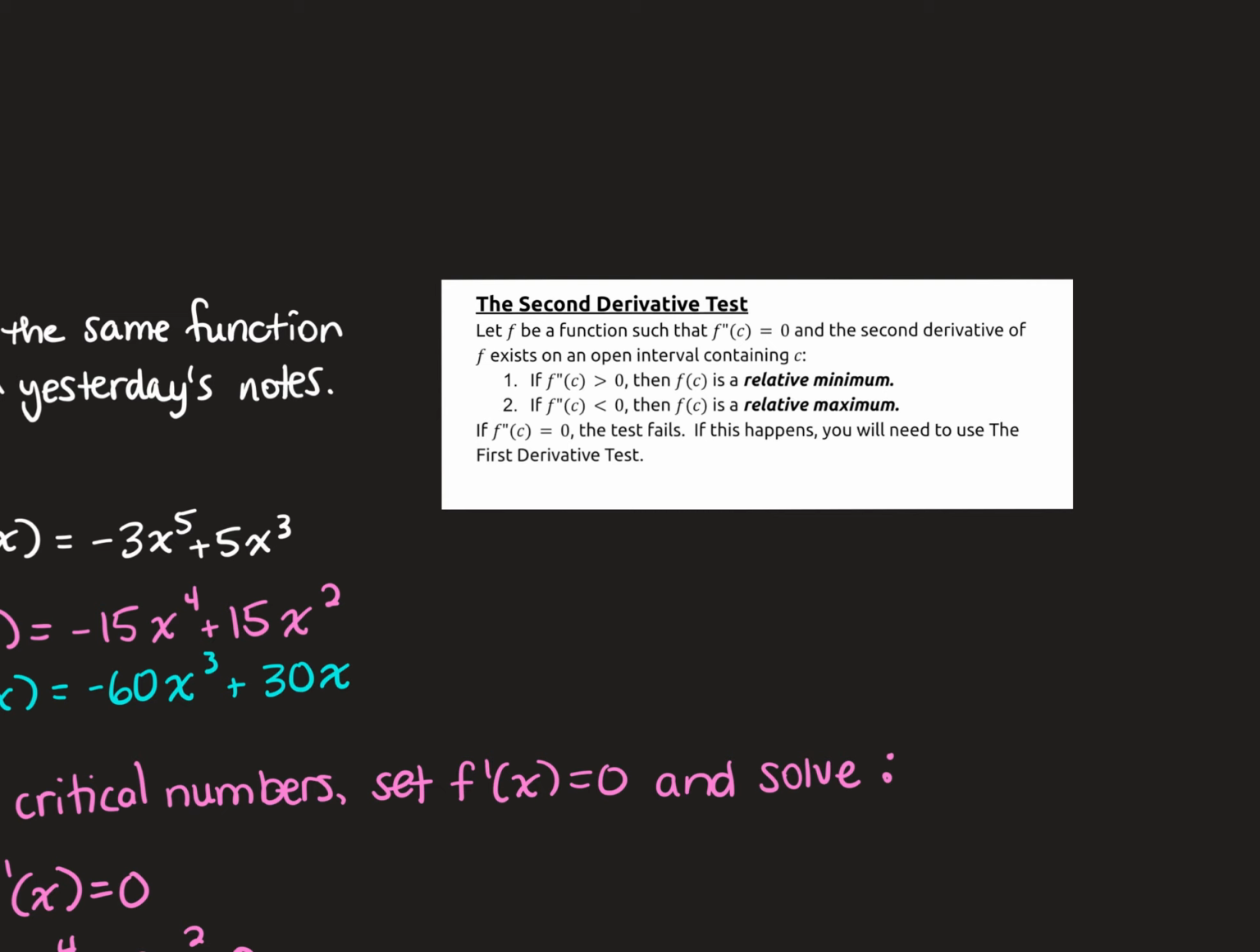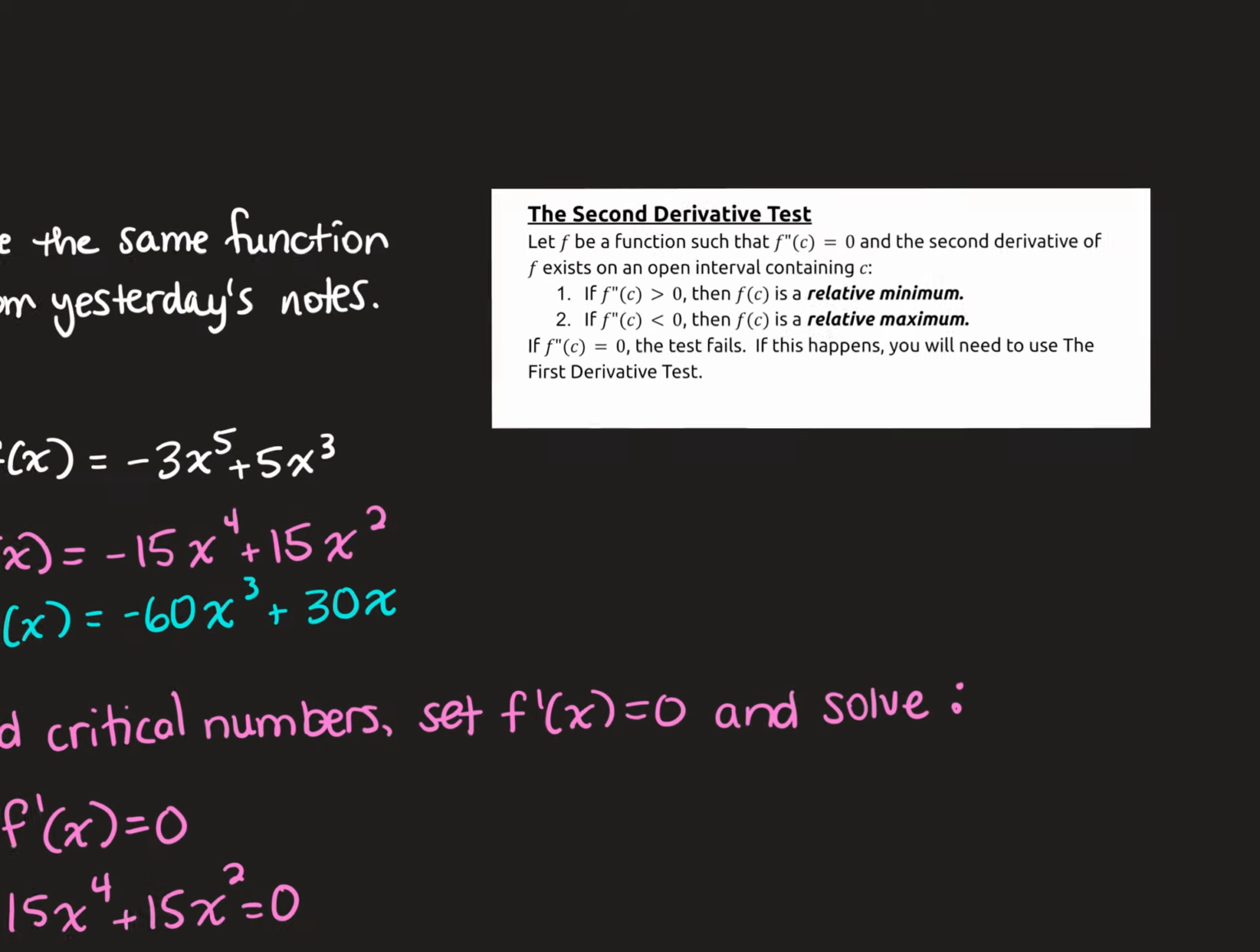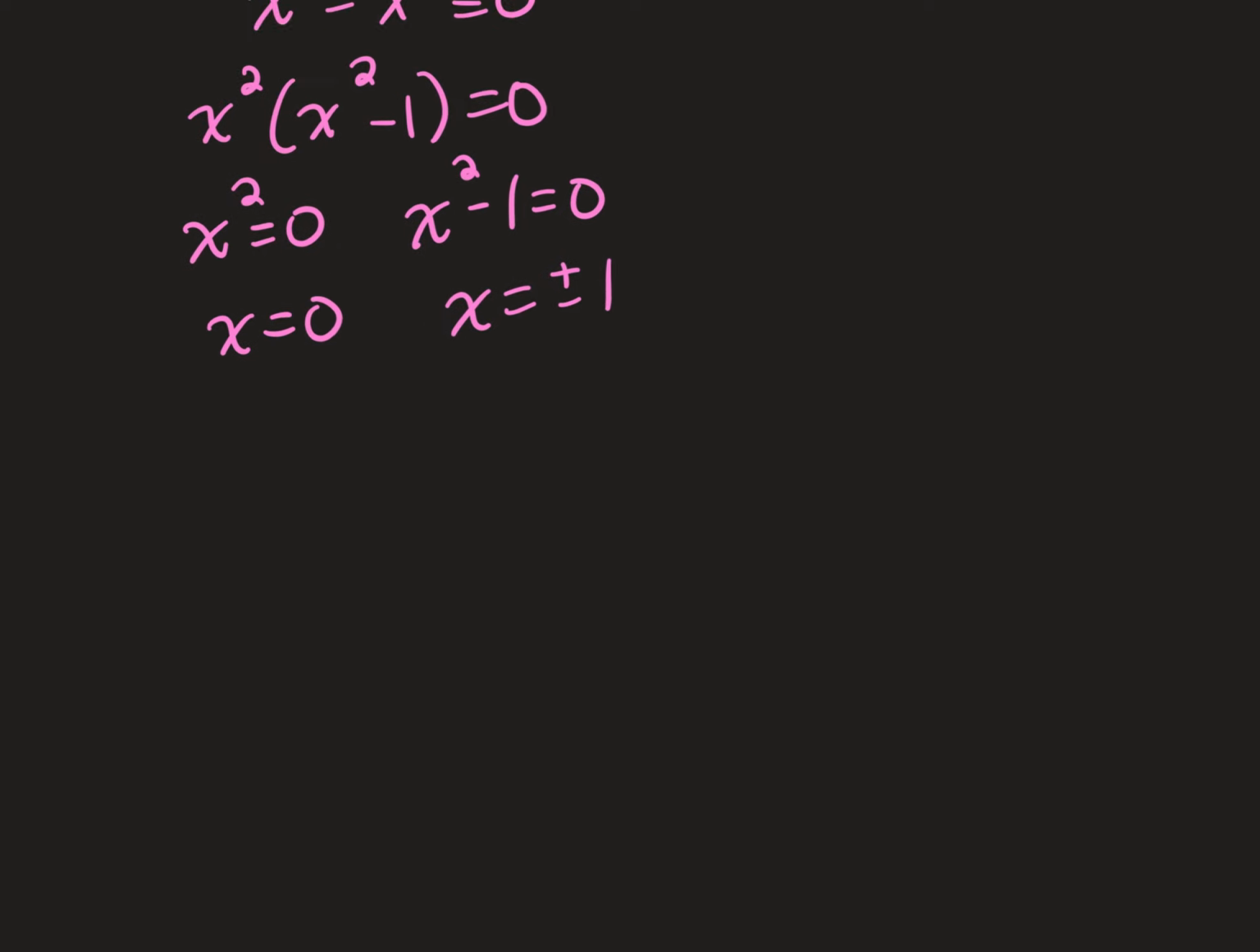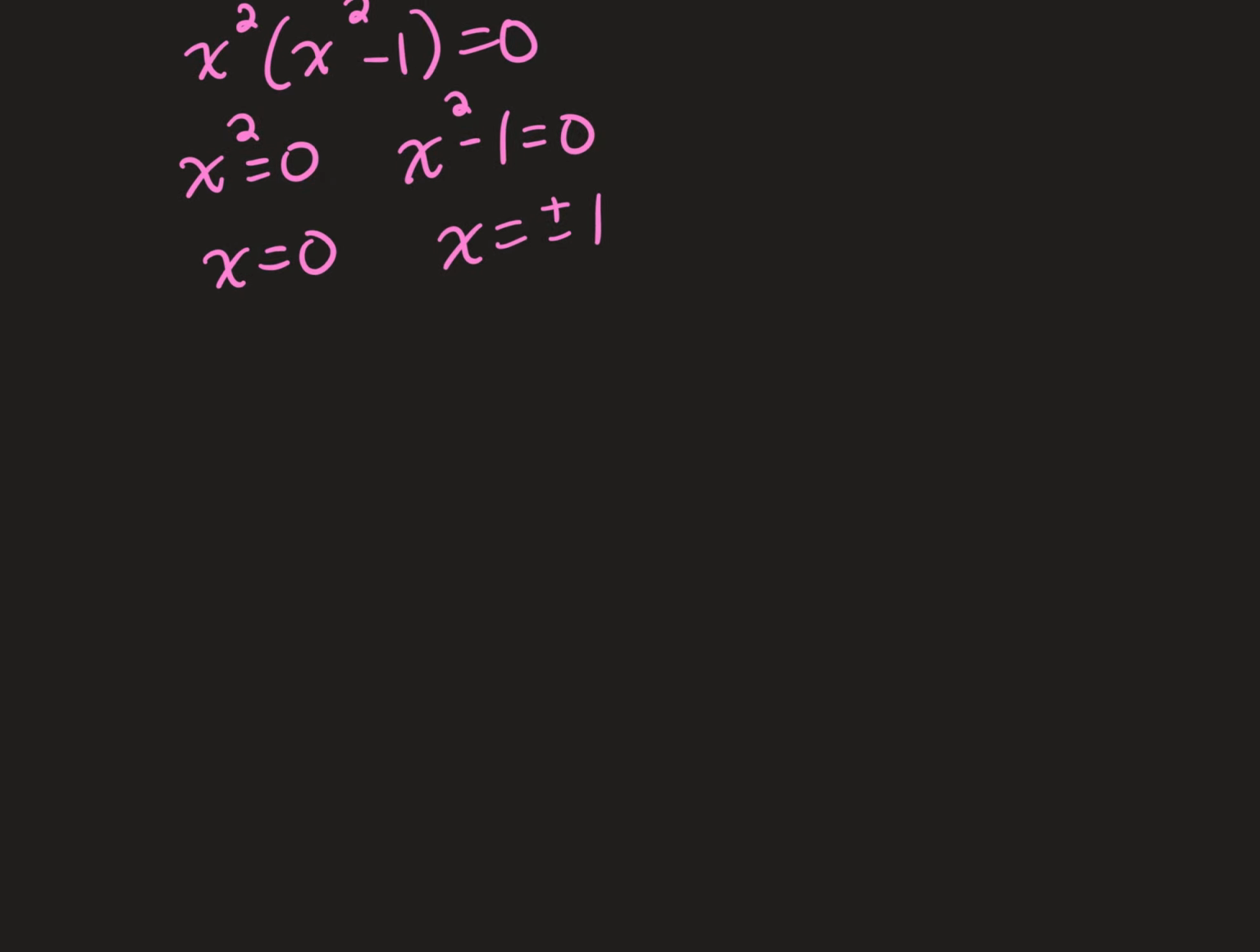Now, the only possibility where you'll have to go to the first derivative test would be if you get that the second derivative is exactly 0. In that case, you just have to use the first derivative, and test values on either side of that critical number. So let's look at our three critical numbers, okay? So we have 0, negative 1, and 1.